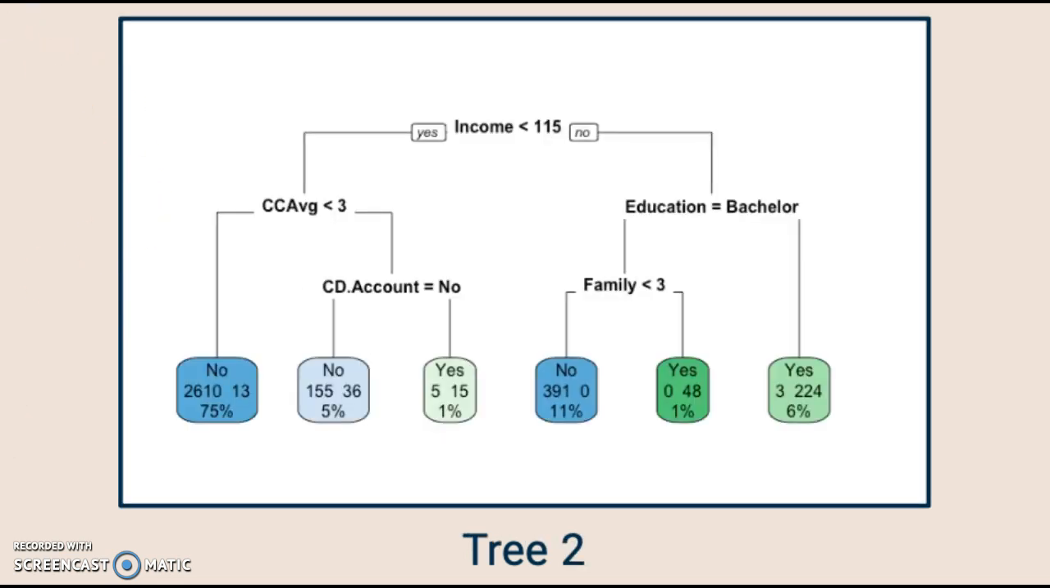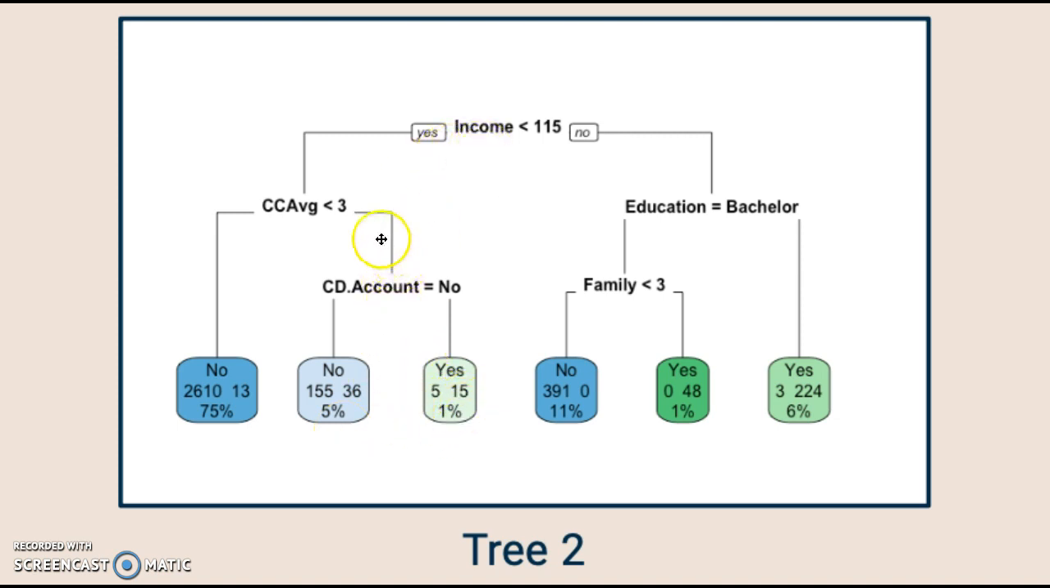This is a much more simplified and more, in my opinion, aesthetically appealing tree. This shows the income of individuals who make less than or greater than $115,000 per year. If they do, and their credit card average is over 3, you can come down over here and see if they have an account with the company. If they do not, there's a 5% chance they'll accept the loan, and if they do, there's a 1% chance.